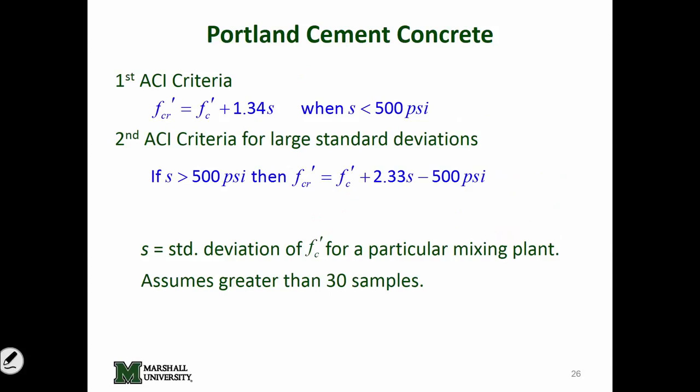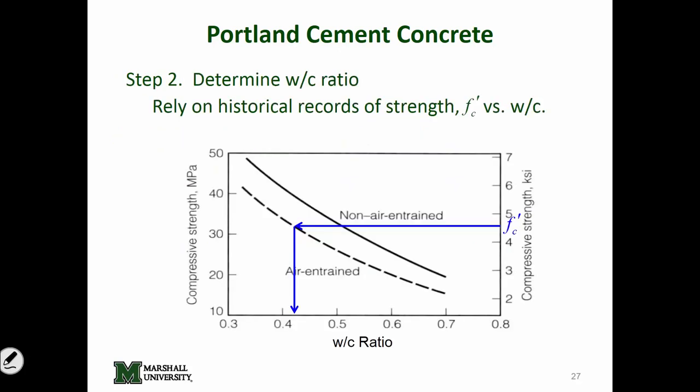Depending on what your standard deviation is, what equations we're going to use, you want to find your weight, your water cement ratio. Somebody says I want F prime sub C to be a certain value, or F prime sub CR to be a certain value. Go into the simple chart, come over, come down, and that'll tell you what your water cement ratio is. This is a graph that's developed over time in your particular facility.